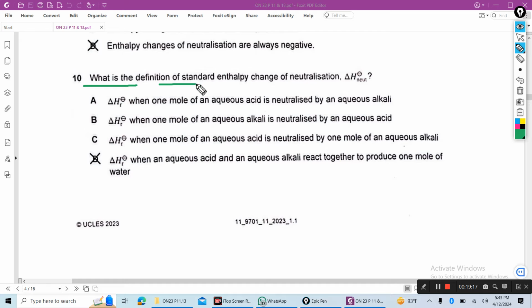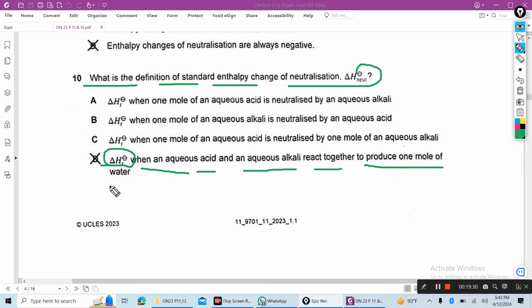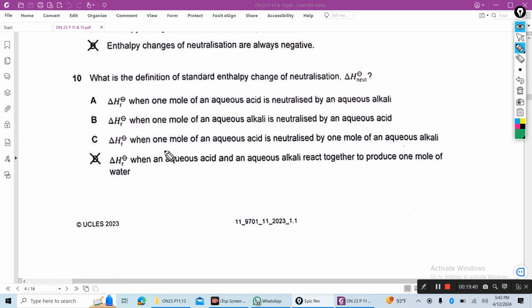What is the definition of a standard enthalpy change of neutralization? Enthalpy of reaction when an aqueous acid and aqueous alkali react to produce 1 mole of water. Yes, enthalpy of neutralization means when acid reacts with alkali to form 1 mole of water. That's why this is the correct answer. So A is wrong.